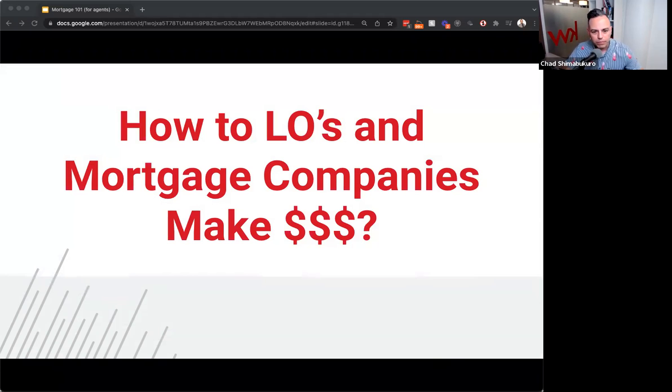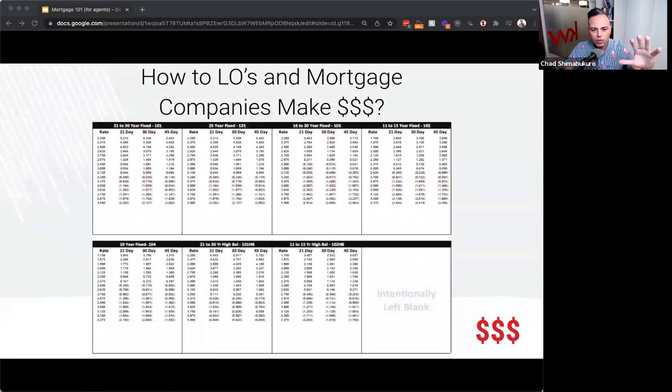Appreciate it. So how do loan officers, that's what LOs are, how do loan officers and mortgage companies make money? As I mentioned before, this is a rate sheet. This is an actual rate sheet that I got from one of my LO friends, and I'm kind of letting you peek behind the curtain. This might look like mumbo jumbo, but this is exactly how it works.